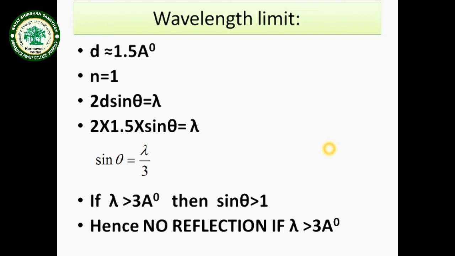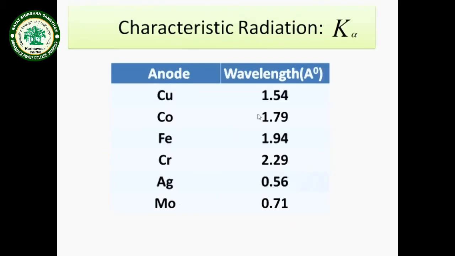For the case of radio waves and for the case of gamma rays as well, because once this wavelength becomes greater than 3 angstrom unit, then the sin theta will be greater than 1. As a result of that, the wavelengths greater than this particular limit are not used and they will not produce the diffraction pattern. This is the condition on use of only X-rays.